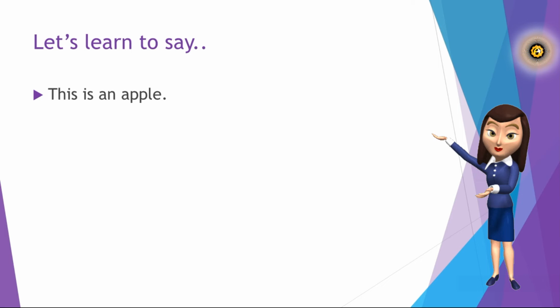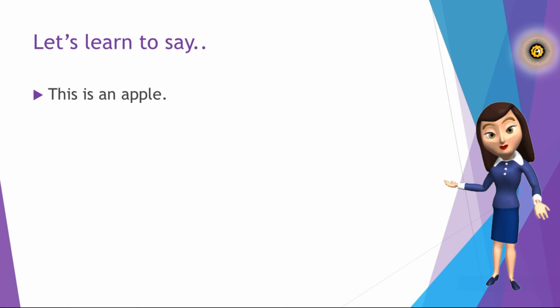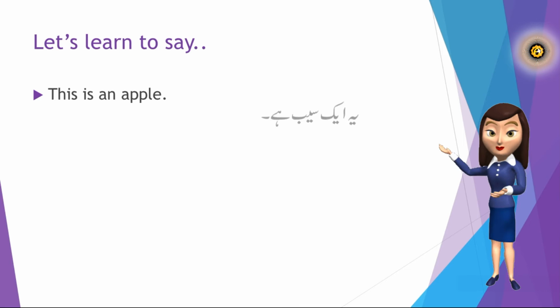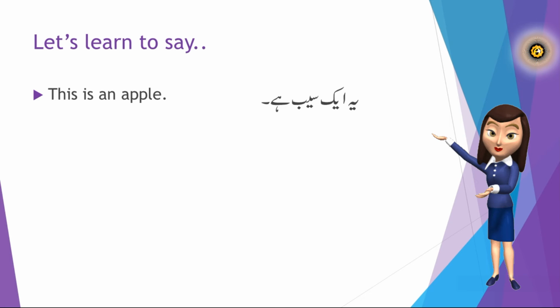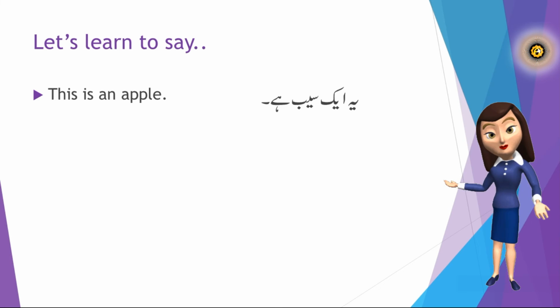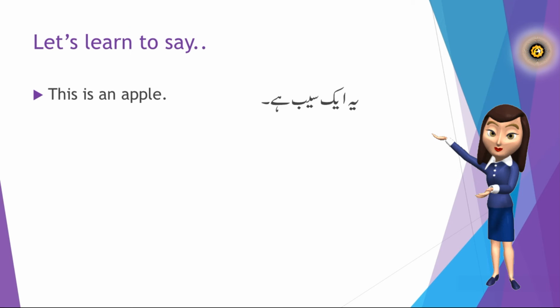Alright, now let's learn to say this is an apple. In English we say this is an apple and in Urdu it is ye ek seb hai. Ye ek seb hai aur ye seb hai.